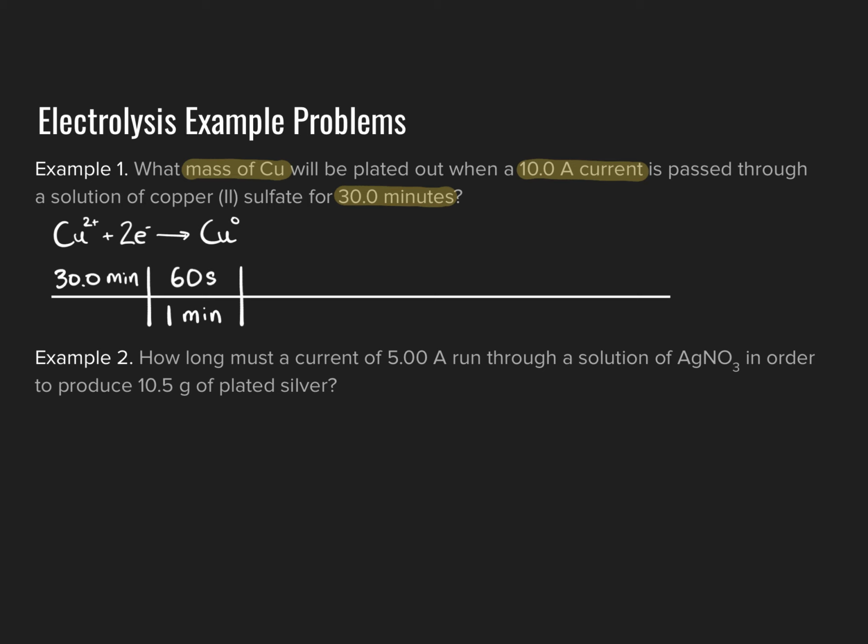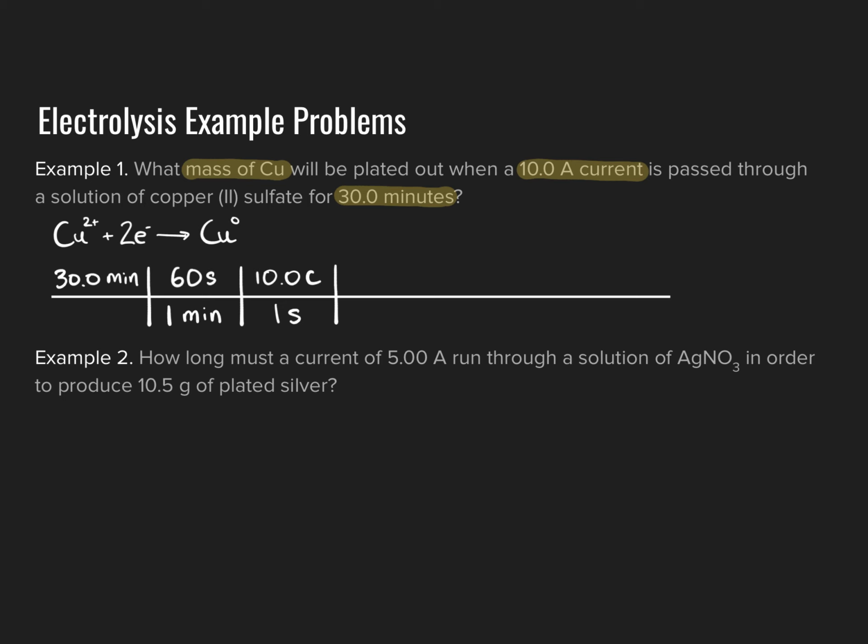So for my third conversion along the way here, I'm going to state that there are 10.0 coulombs of charge passing through the system every 1 second. And note again that ratio of 10 coulombs per second is the amperage of this system. All right, so now I'm currently in units of coulombs.